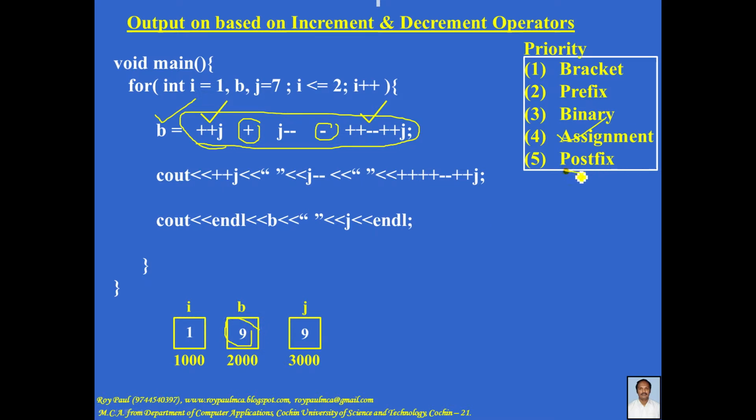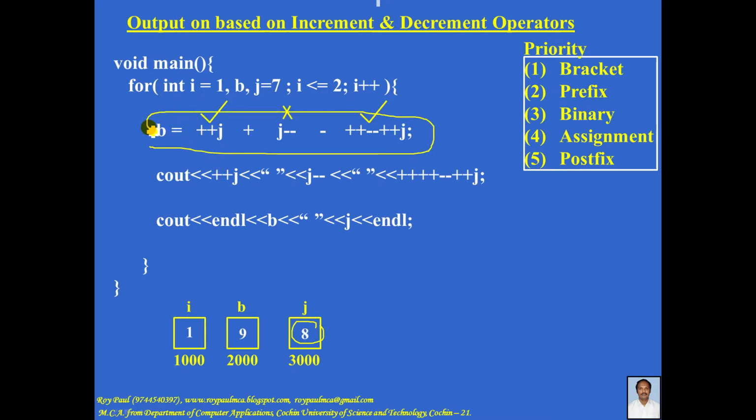Now after assignment, you should calculate the postfix operators. So this one is an example for a postfix operator. So this must be calculated now. So J minus minus. So 9 minus minus, your J becomes 8. So this expression is completely evaluated. Now control goes to the next line.